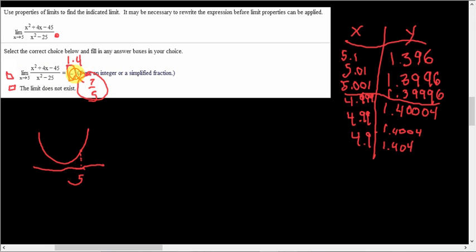That this would go right in here. You can do 1.4, but it says type an integer, and integers, whole numbers, or simplified fraction. This is simplified because there's no common multiple.